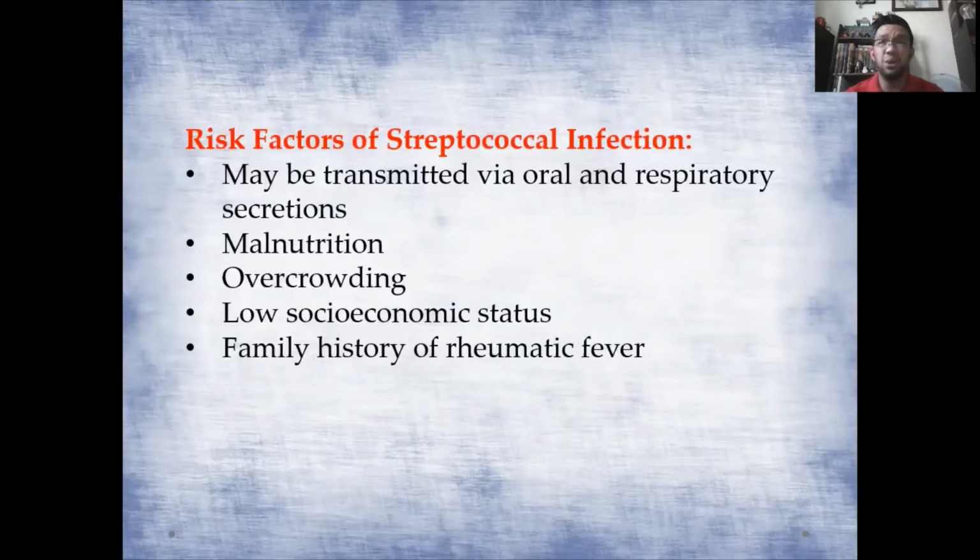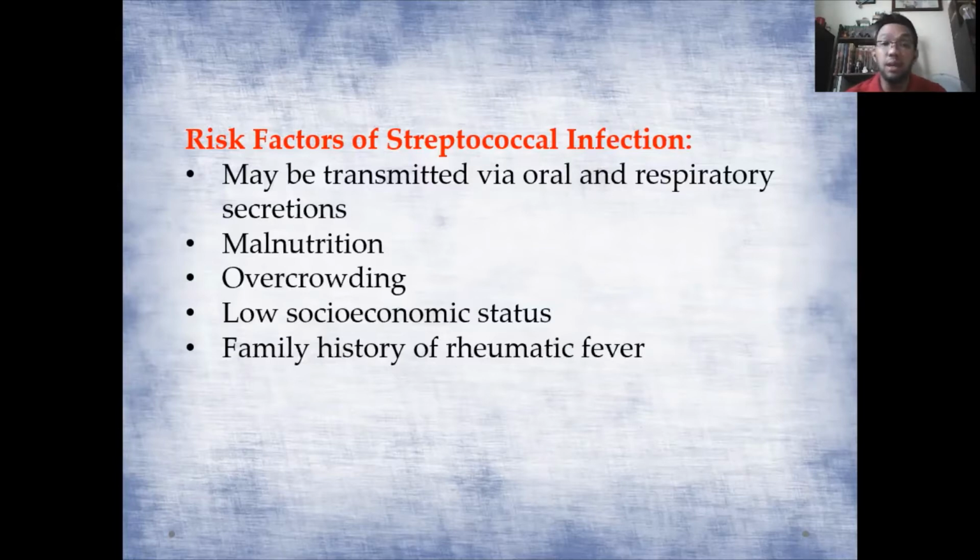Another is overcrowding, so you're exposed to a lot of people. Let's say, for example, you live in Metro Manila, where the population is too dense. Imagine living in a metropolitan area of 12 million people. So there's overcrowding there. And there's low socioeconomic status as well.